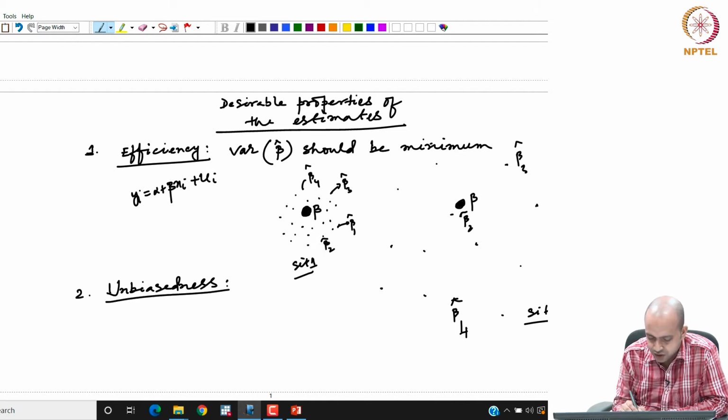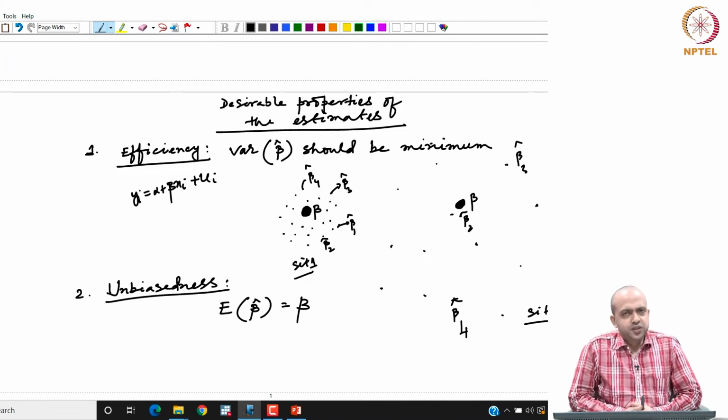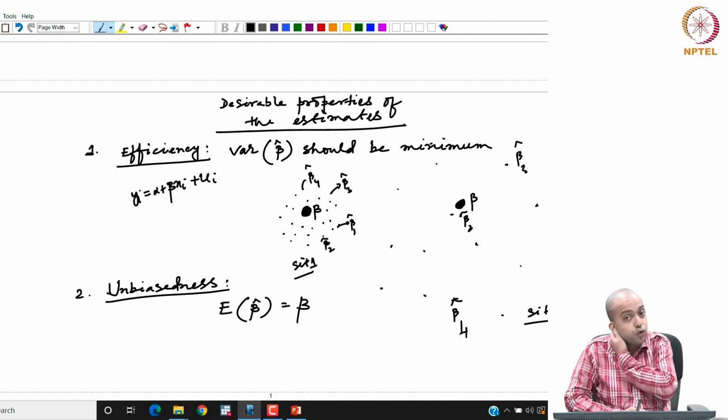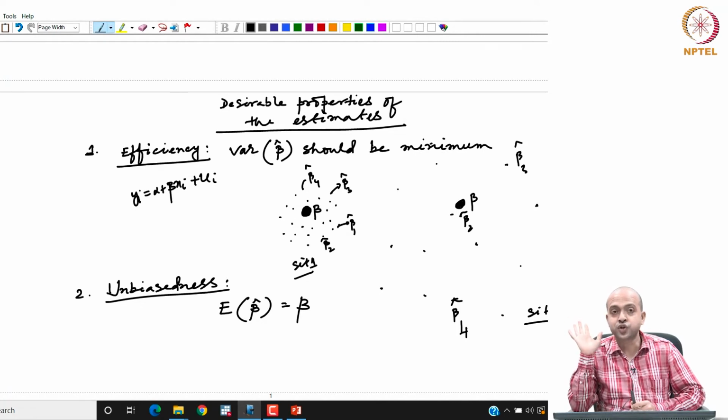This basically says that expectation of beta hat equals beta. That means when you collect several samples from the population, there would be fluctuation in your beta hat value because of the sampling fluctuation. Okay? But if you take the mean of all those beta hat, that would be equal to your true population parameter beta, and that is what is called the unbiasedness property.